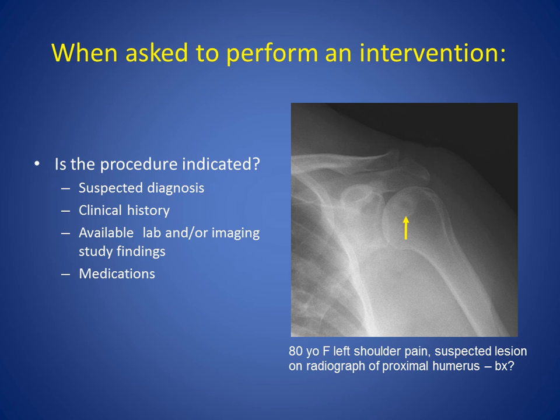So first of all, if you're asked to do any procedure, the first thing you need to ask is, is it indicated? What is the diagnosis? What's the clinical history? You're going to want to look at every available imaging or laboratory study to try to figure out what's going on with this patient. This is a recent example just from the past couple of weeks. An 80-year-old female, left shoulder pain. The radiograph demonstrated a suspected lesion within the proximal humerus.